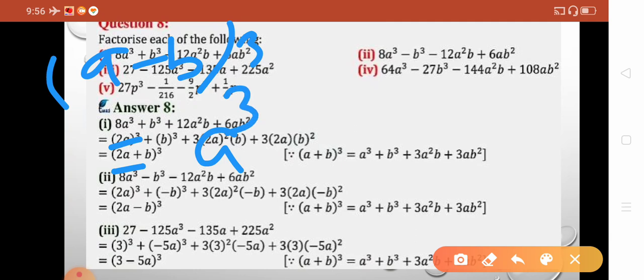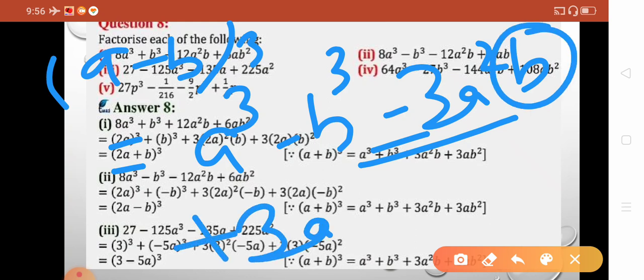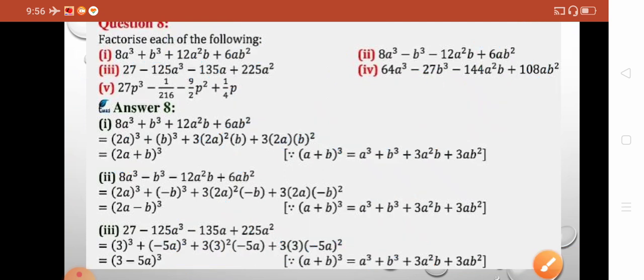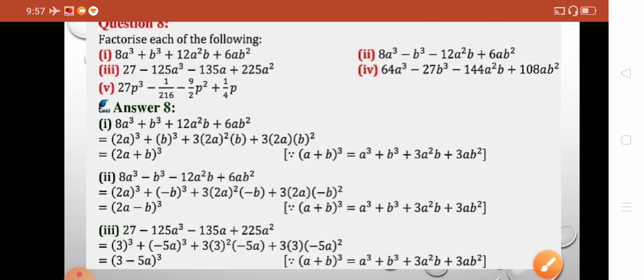a cube minus b cube minus 3a square b. Why minus 3a square b? Because b is of negative sign. Plus 3ab square: this will come out to be of plus sign because we have taken the square of b, and the square of any negative number is a positive number. So you can directly use the formula, or you can put b equal to minus b in the formula a plus b whole cube. So we will get 2a minus b whole cube. Clear?